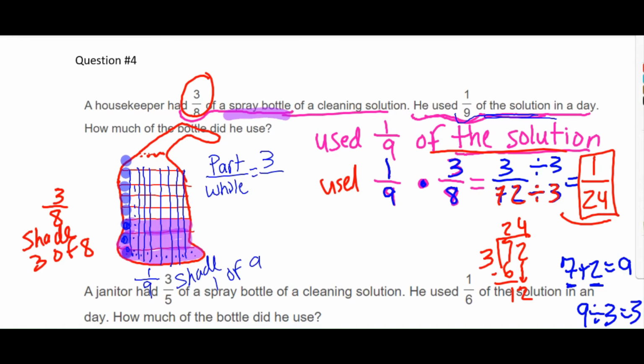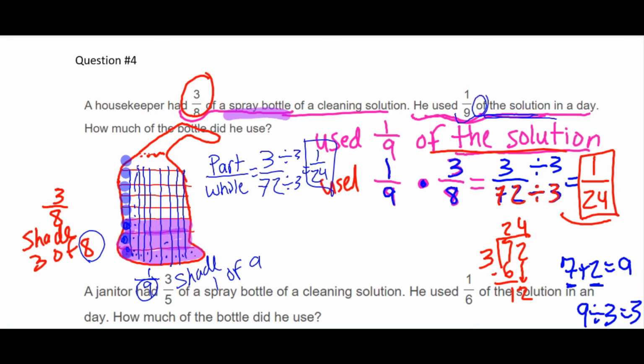So if I were to count all of these boxes, which I'm not going to do because it's going to be 72, because I have 9 groups of 8. So I know 72 is my denominator. That's my fraction for my model. 3 is the part that overlap, and the whole total number of boxes is 72. And of course, you can simplify that the same way we did over there to get the correct answer, 1/24. So he used 1/24 of the solution.